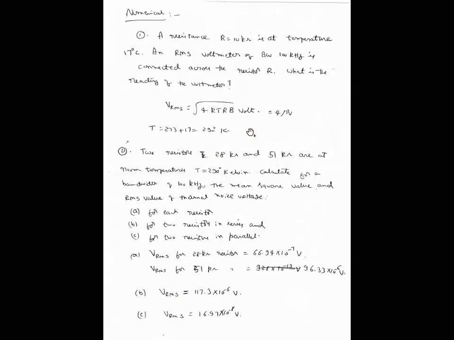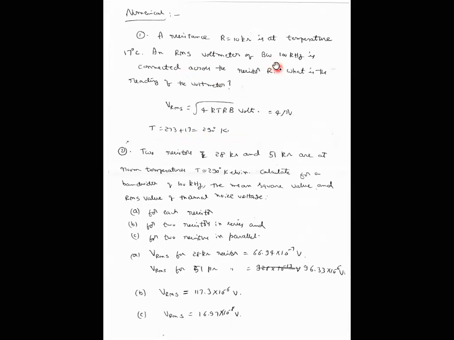We'll just take a look at a few numerical problems. First one: a resistance of value 10 kilo ohm is at temperature 17 degrees centigrade. An RMS voltmeter of bandwidth 100 kilohertz is connected across a resistor R. What is the reading of the voltmeter? All the values are given here. It's a direct substitution problem. Resistance value is 10 kilo ohm, temperature 17 degrees centigrade, so you have to convert it into degrees Kelvin. So temperature is 273 plus 17, which is 290 degrees Kelvin.